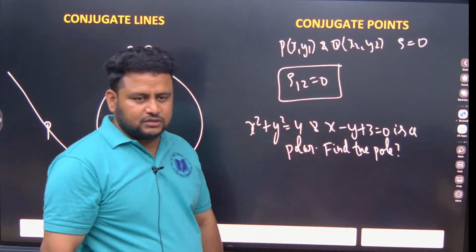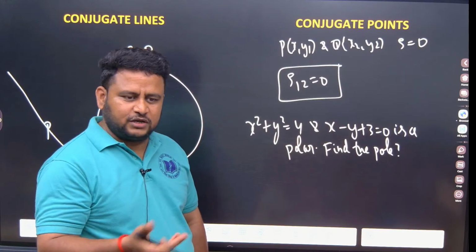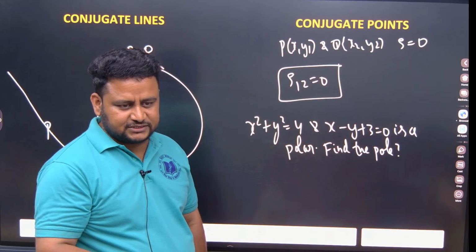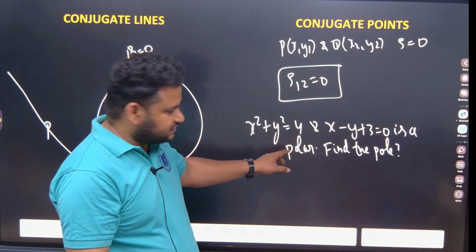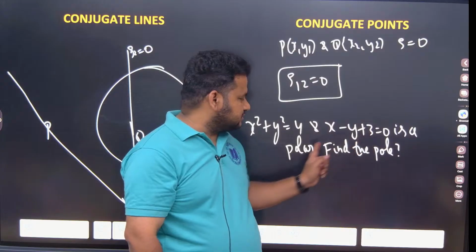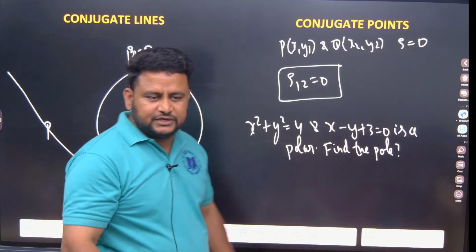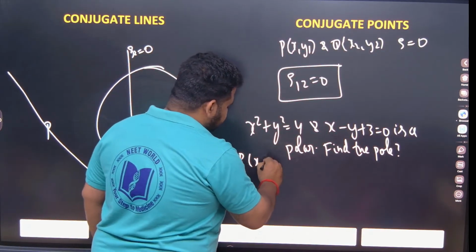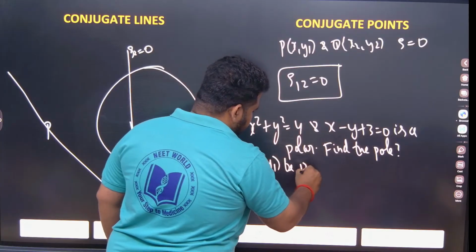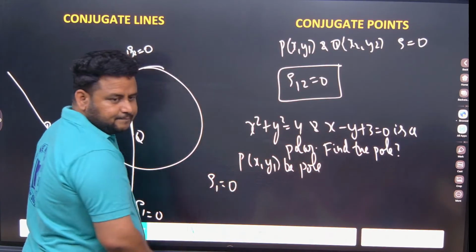So like I told you, they will not give the pole, they will give the polar. If they give the polar, it is easy to find. You will do S1 is equal to 0. Here also x square plus y square is equal to 4 is the equation of the circle and x minus y plus 3 is equal to 0 is the equation of the polar. But you have to find the pole. So what you will do here, let us take some point P (x1, y1) as the pole. So the equation of the polar is given by S1 is equal to 0, correct?